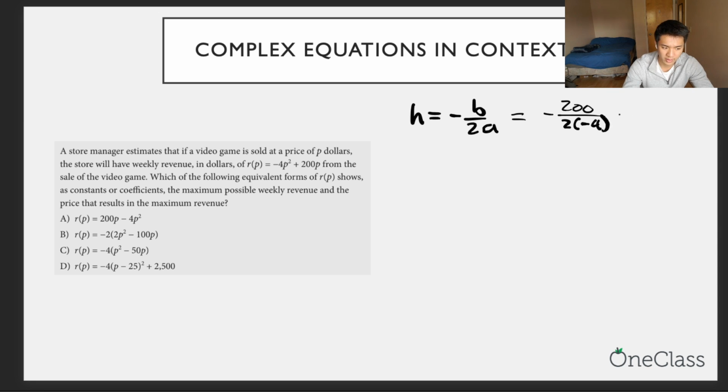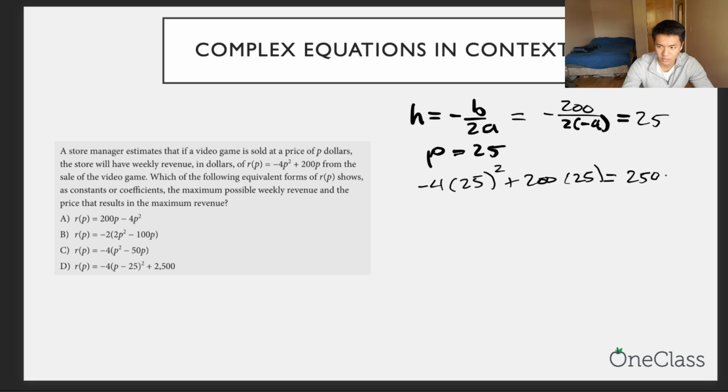And our final answer is going to be equal to 25, right? So what that tells us is that the price that results in the maximum revenue is 25. Okay, so then what is the maximum possible weekly revenue? Well, that's simple. We plug that in to our equation, -4p squared plus 200p. We get -4 times 25 squared plus 200 times 25. And let's calculate that out, and we should get equal to 2,500, right?